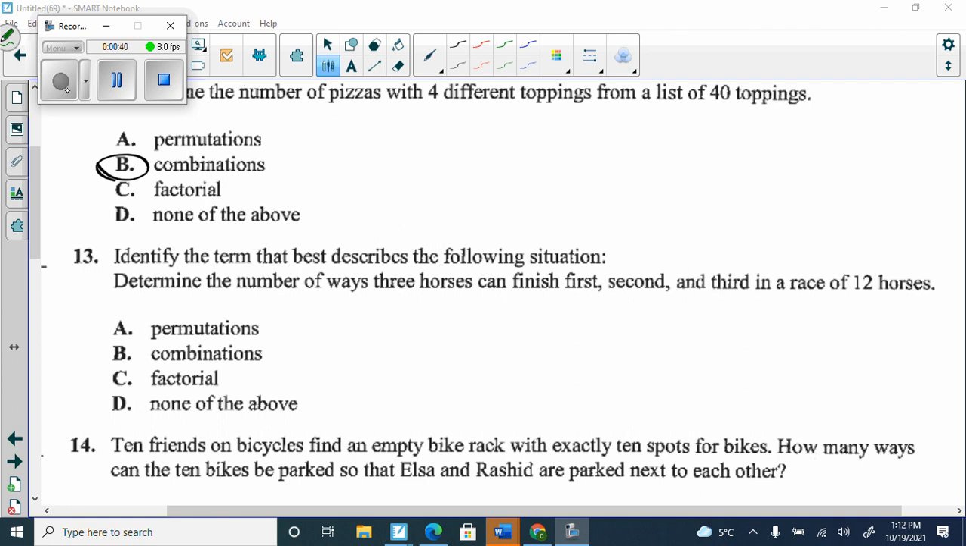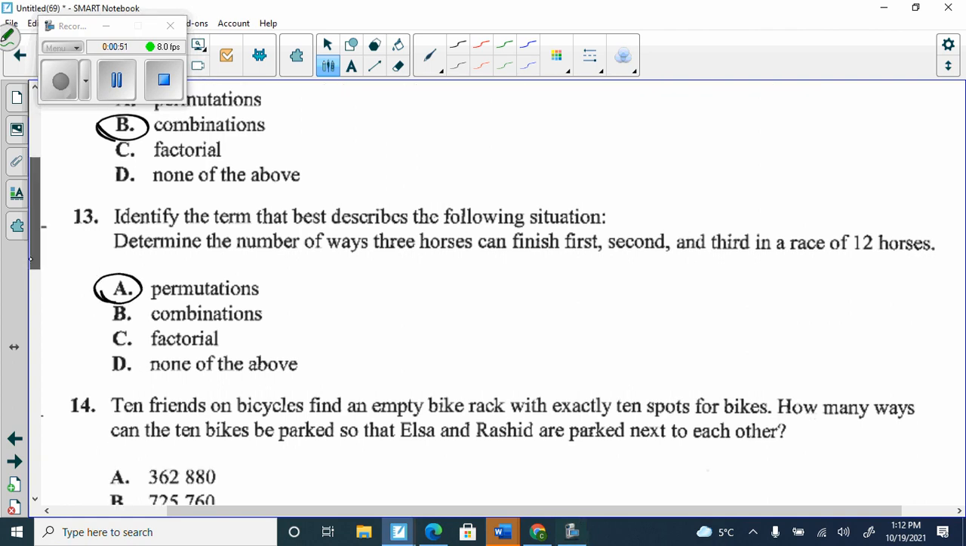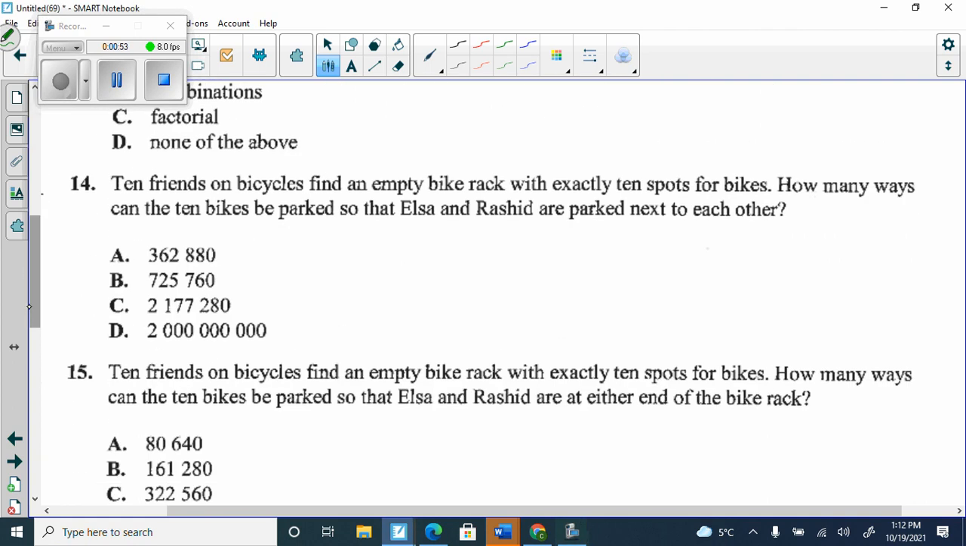All right. Is it a perm or a combo? Does order matter? It's a perm. So if we have first, second, and third, it's a perm. Boom. 10 friends on bicycles find an empty bike rack. Exactly 10 spots. How many ways can 10 bikes be parked so that Elsa and Rashid are parked next to each other?